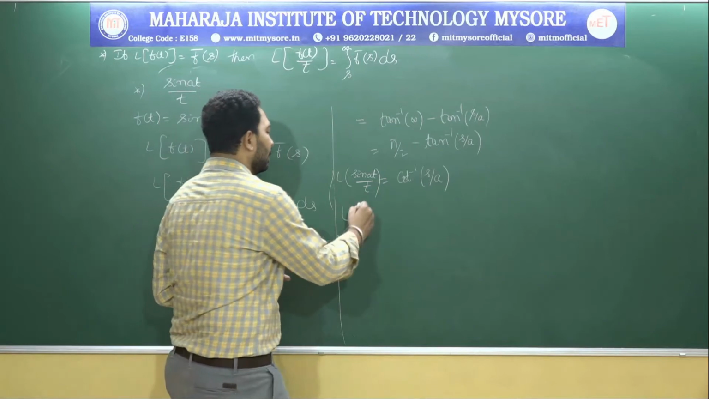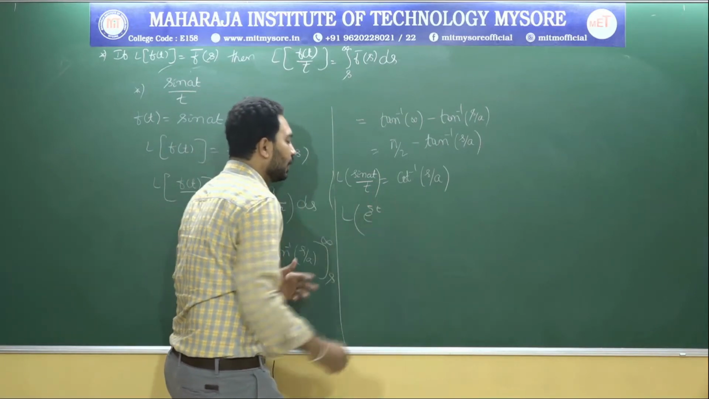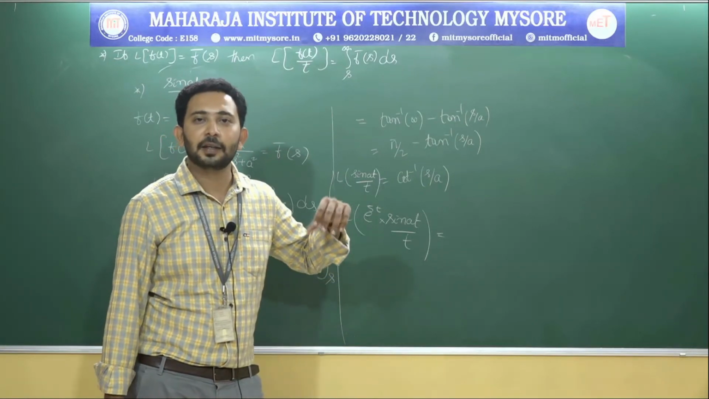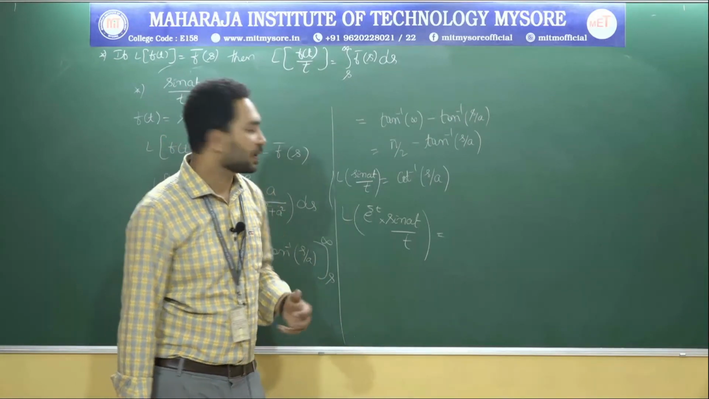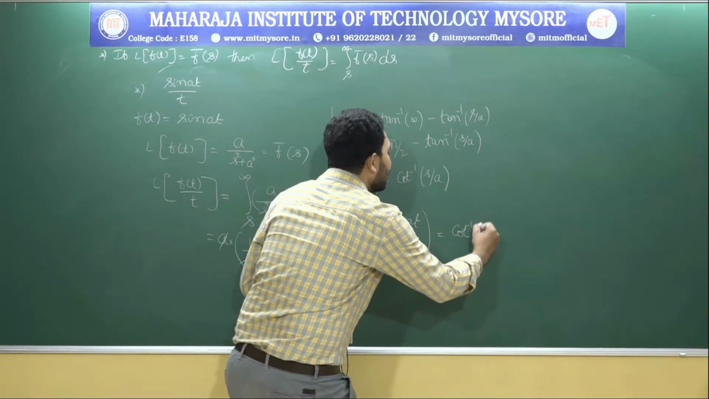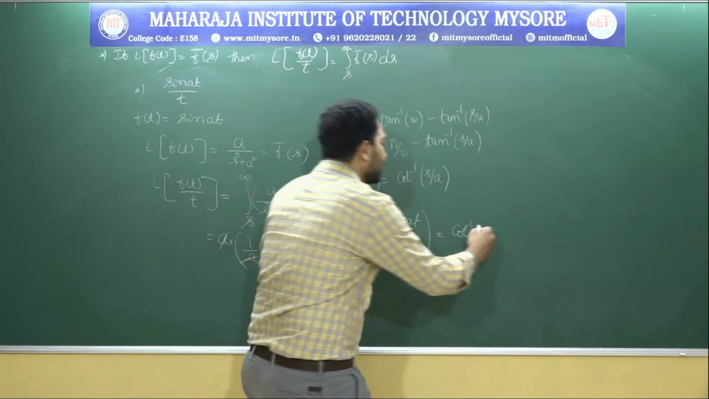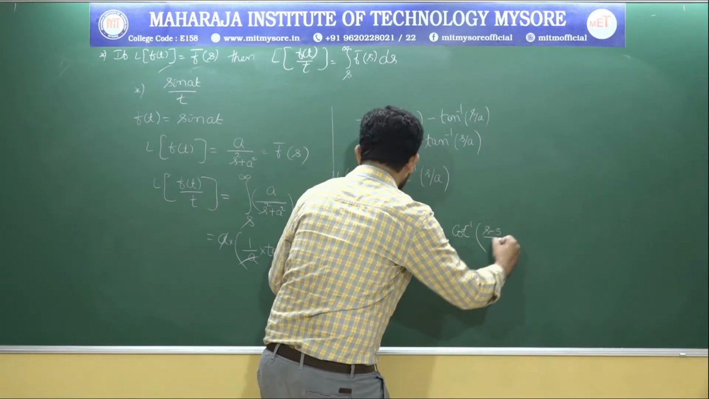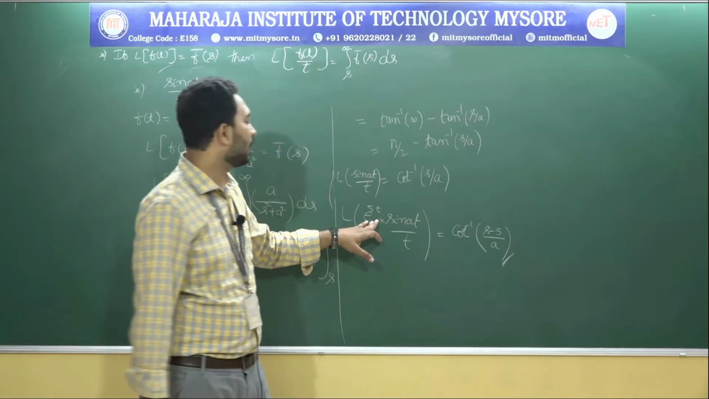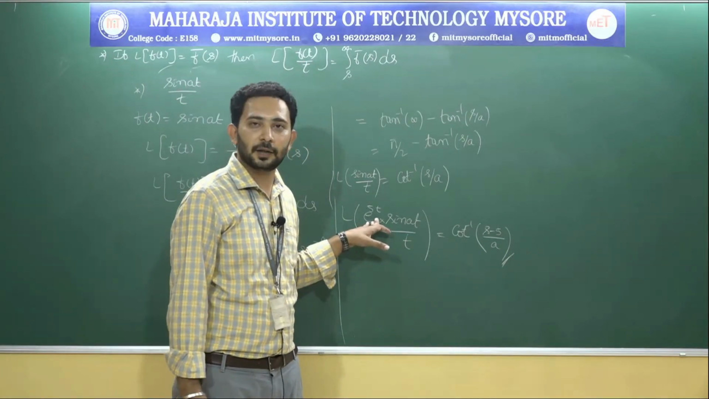If we have e power 5t now, then what is the result for this? Apply the shifting property. It is nothing but cot inverse of, replace s by s minus 5, that's it, (s minus 5) divided by a. So this is the required result if we have e power 5t here.